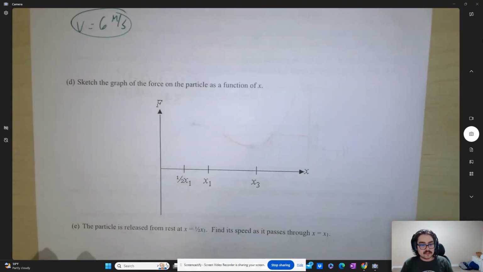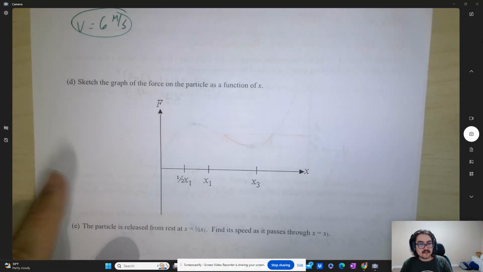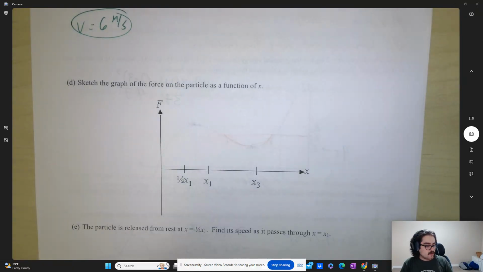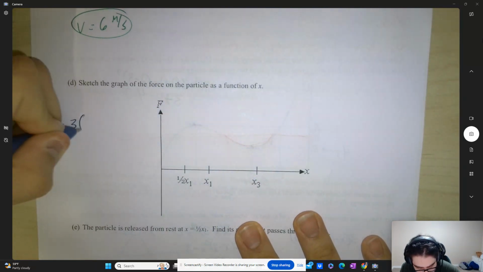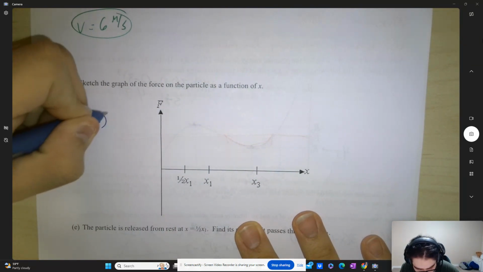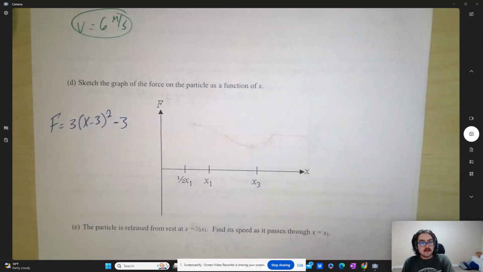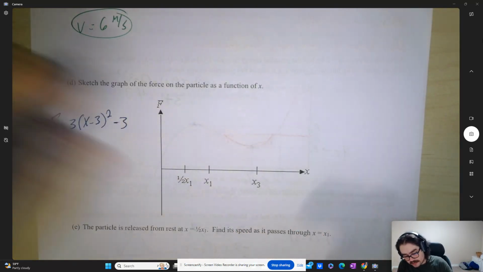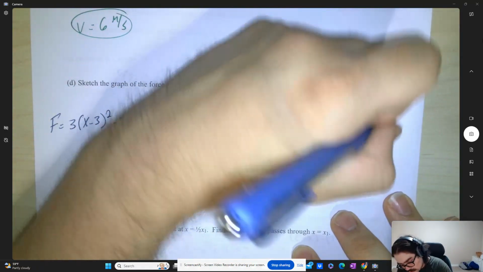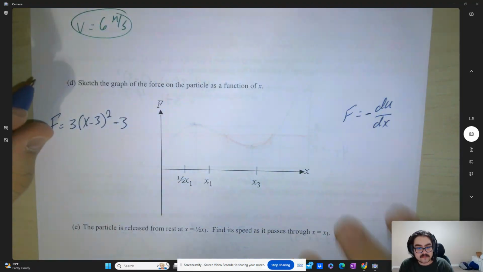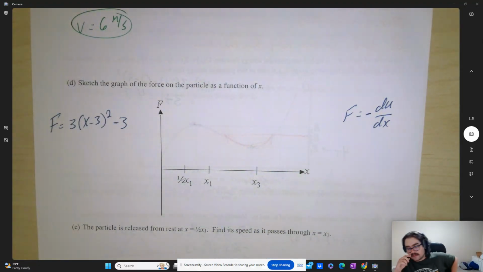It's important to note that when I do this, I can do one of two things. I can take my force function and see what that graph looks like. But I also should understand that the force is equal to negative dU over dx. The negative derivative. So if I know the slope, is the slope positive? Is it increasing, decreasing? Then I can actually figure out the force on it.